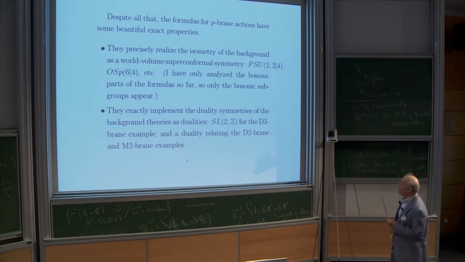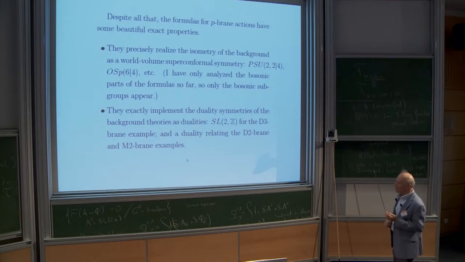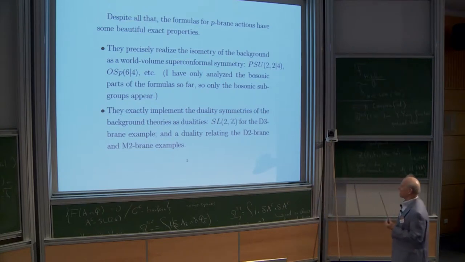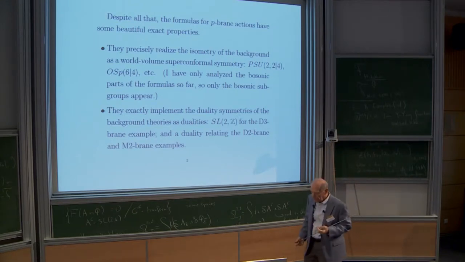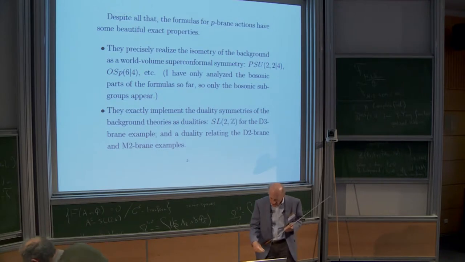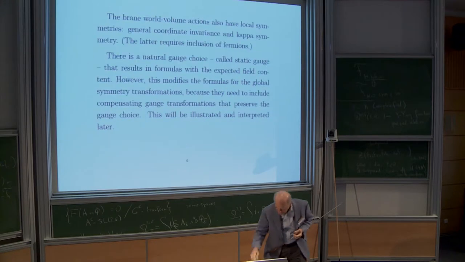These brane actions also implement the duality symmetries of the background theories as dualities. So for example, SL(2,Z) is an exact symmetry of type IIB superstring theory. And since the D3 brane is living in a background of that, and the D3 brane is invariant under SL(2,Z), this group has to show up as a duality group of the brane probe action. And there's a duality that turns out to relate the D2 and M2 examples as well, which I'll discuss.